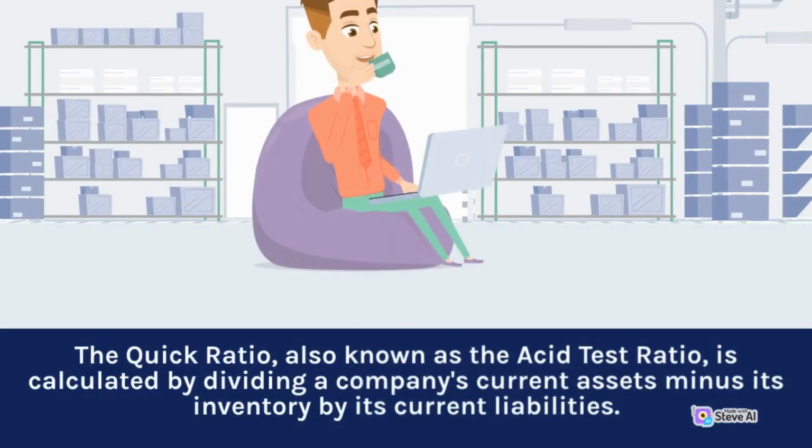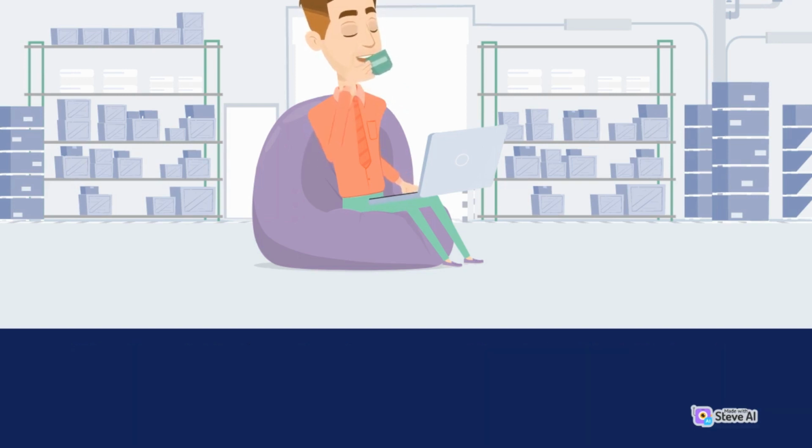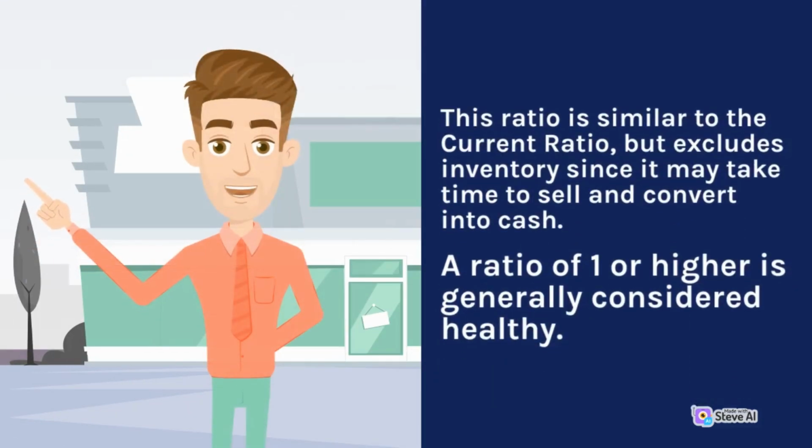The quick ratio, also known as the acid test ratio, is calculated by dividing a company's current assets minus its inventory by its current liabilities. This ratio is similar to the current ratio, but excludes inventory since it may take time to sell and convert into cash. A ratio of 1 or higher is generally considered healthy.